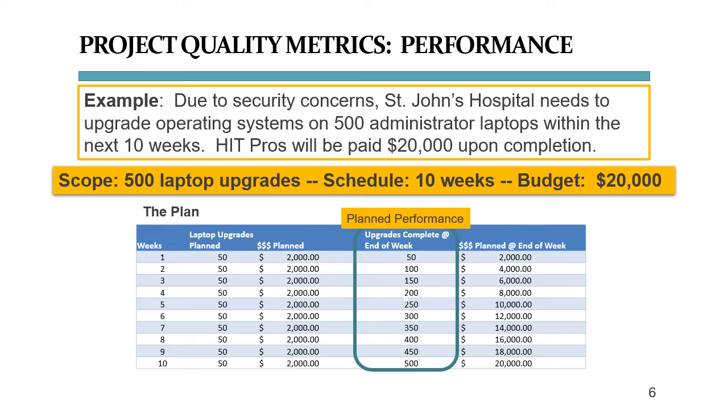This also means that at the end of week 1, our plan is to spend the first $2,000 for the first 50 laptops. At the end of week 2, we will have spent $2,000 plus $2,000, which is $4,000 to get 100 laptops done, and so on. That's what we call the planned value, or PV. This is our planning table. For future reference, our planning table will always be blue.